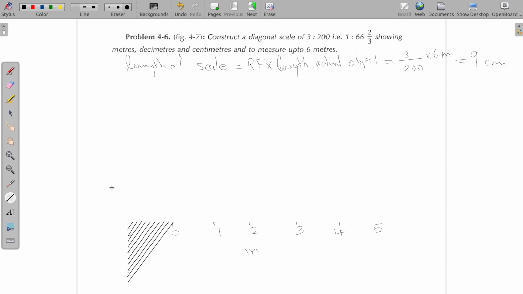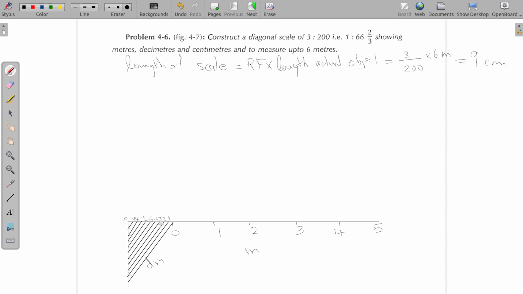Now you have divided this into 10 equal sections. You can mark 0, 1, 2, 3, 4, 5, 6, 7, 8, 9 and 10. So now you have meters here and you have decimeters here. Now you must also divide each of these small sections into 10 parts, because you have to also show centimeters. We have shown meters, decimeters, and now we have to show centimeters.